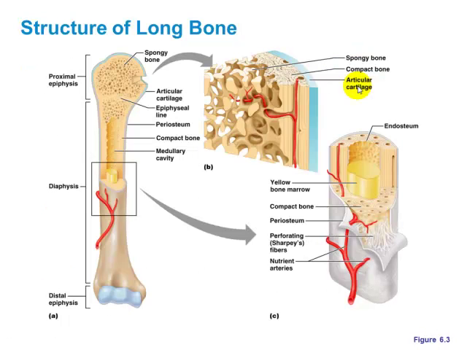So let's take a look at a little bit more of a focus in. Let's imagine that we can go in and cut a section of this out. So if we were to take a section from this top part in the epiphysis and pull it out, we would see that we have an outer layer of articular cartilage, then we have a layer of compact bone, and then we have the spongy bone.